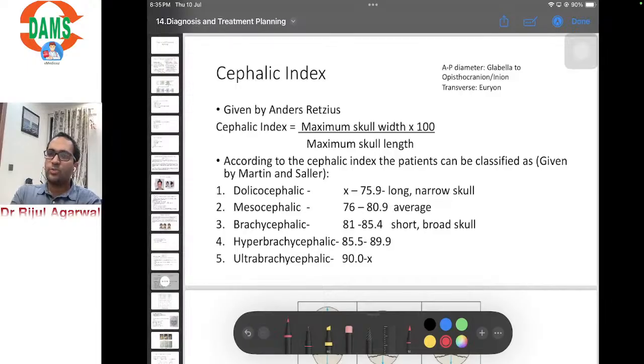Okay, so from which point to which point you measure? For namesake, just remember these points. They won't come, they are not important in your cephalometric landmark identification. Just remember, for anteroposterior diameter, it's from glabella to opisthocranion, also known as inion, and transverse width is measured from euryon.